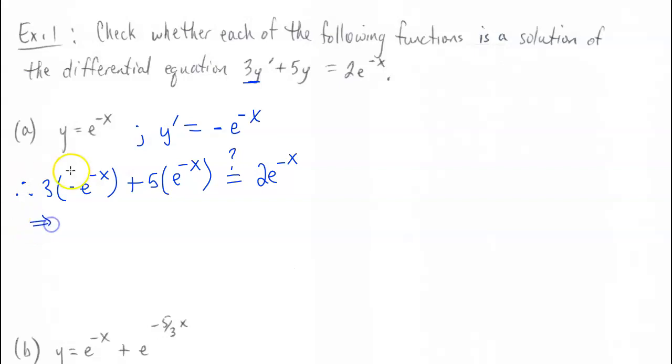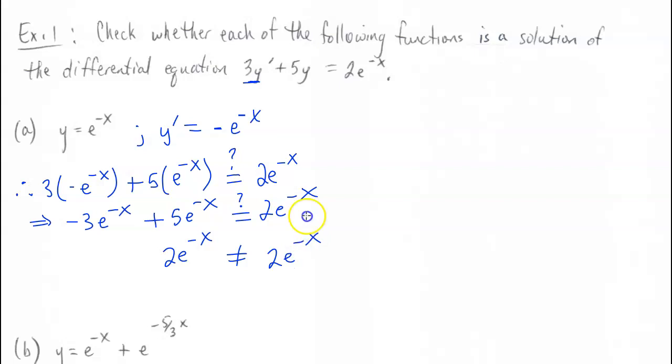If we take the minus e to the minus x and multiply it times 3, we'll get a negative 3e to the minus x plus positive 5 times e to the minus x. And of course, we can easily see here that the left side and the right side end up equaling each other. I don't know why I wrote not equal to. So we see those are equal. So yes, we know that this function y equals e to the minus x is a solution to this first order differential equation.